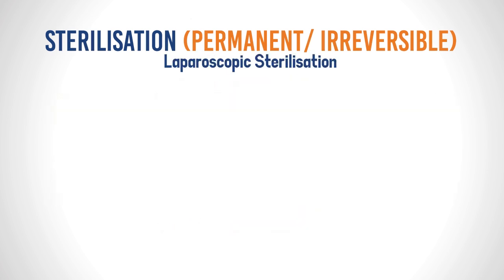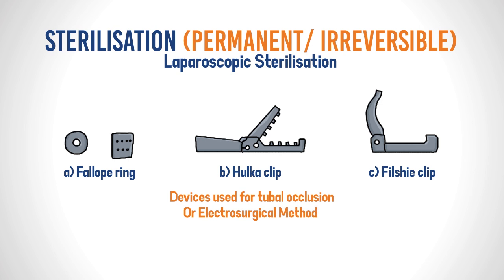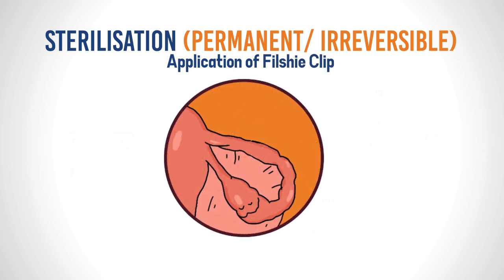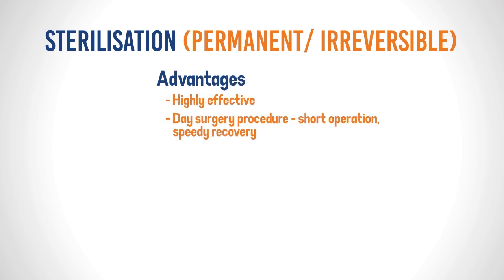Laparoscopic sterilization is performed by application of silastic rings, Hulka or Filshie clip, or by the electrosurgical method of destroying the fallopian tubes. During application of Filshie clips, a clip-loaded applicator approaches the fallopian tube, grasps it in entire thickness about 2 to 3 centimeters from the cornual end, isthmic portion, and is clamped over the full thickness of the tube on both sides. The female sterilization method is highly effective and is performed as a day surgery procedure.